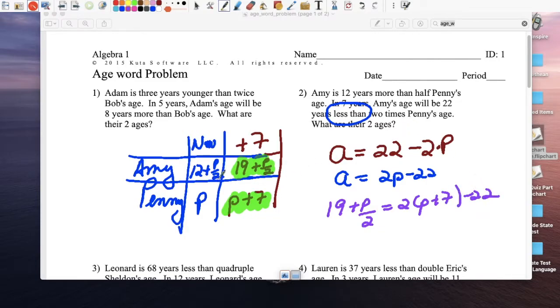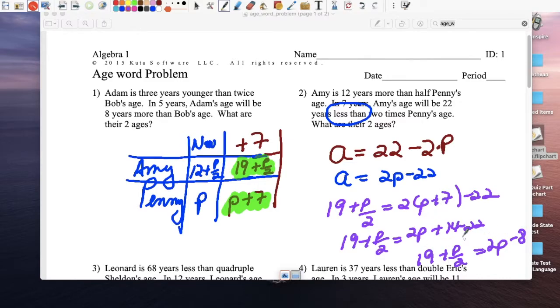This one's actually a little bit more work here. If you like, you can get rid of that 2 later on. Okay, so let's do this 3D property. So 19 plus P over 2 on the left side. I'm going to run out of room, and this is 2P plus 14 minus 22. Can I combine anything? On the right side, 2P stays, but I can combine 14 minus 22 and just write negative 8.